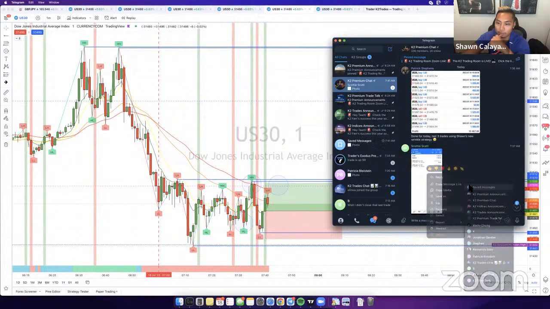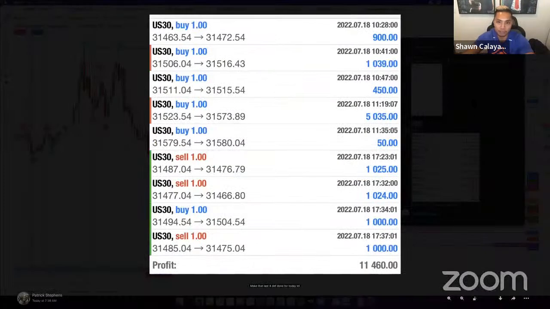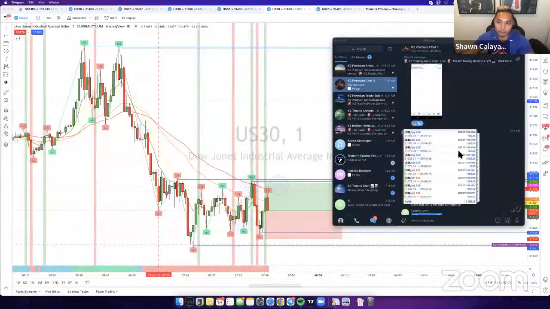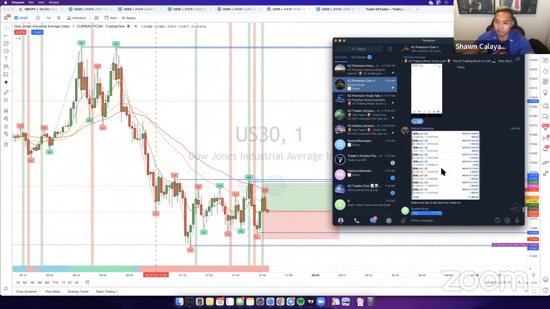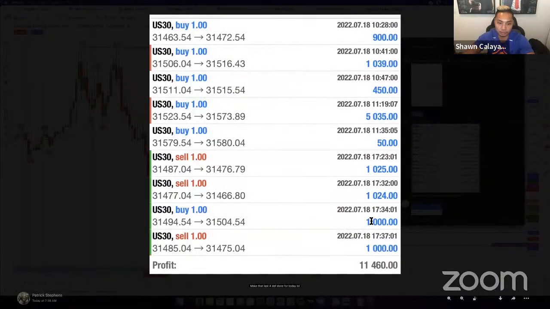Great work, Scotty. Patrick again over here. He said, make that last 4. Definitely done for today. So Patrick's pretty much just applying this. Are you applying it on the 1 minute, Patrick, or on a different time frame? It doesn't really matter because you can apply it on whatever time frame, but I'm just curious if you were applying it on the 1 minute here. But total profit of 11,460 for the day.